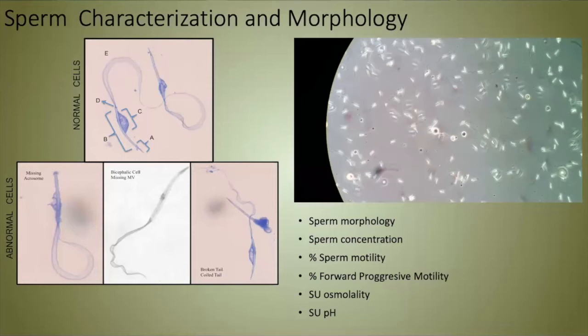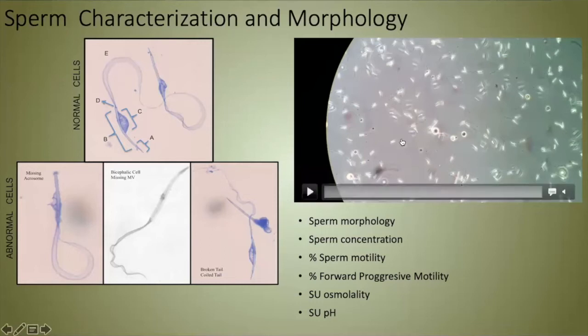Some examples of abnormalities: you'll find, for example, sperm cells without an acrosome. This cell can be motile, but cannot fertilize an egg. This is a bicephalic head, which is a pretty serious abnormality, or abnormalities in the tail. In this case, for example, there's a coiled tail here and a broken tail here, which makes motility impossible for these cells in particular.